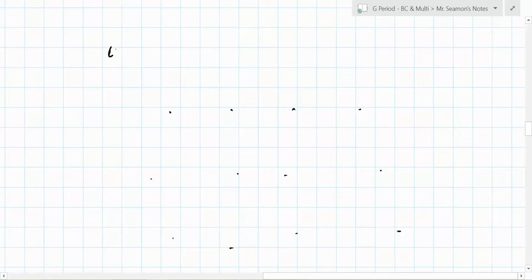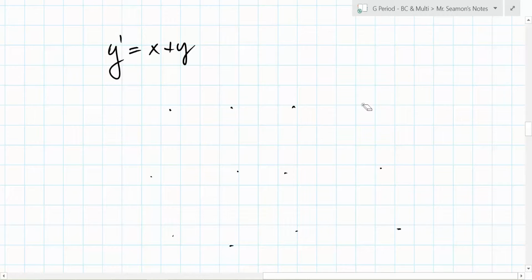You just have to do them carefully. So you might get, for example, y prime equals x plus y. How would you go about drawing that slope field? Well, they actually give you the dots. I'm trying to erase all these dots, it's kind of annoying. Yes, it goes through the dots.